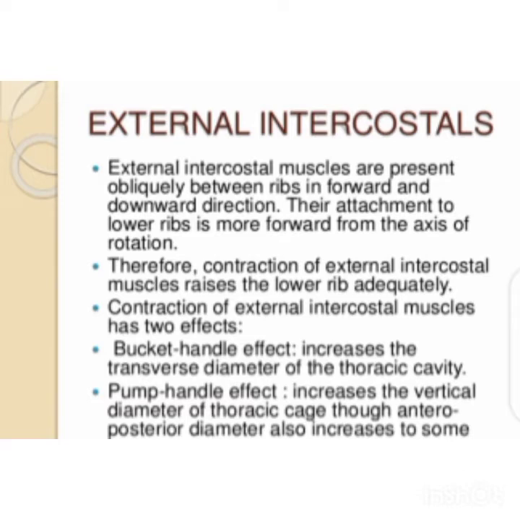Contraction of external intercostal muscles has two effects. Bucket handle effect increases the transverse diameter of the thoracic cavity. Pump handle effect increases the vertical diameter of the cage, though anterior posterior diameter also increases to some extent.